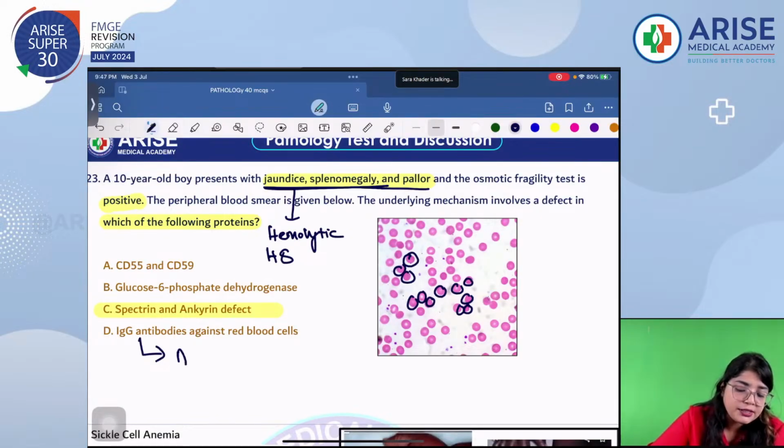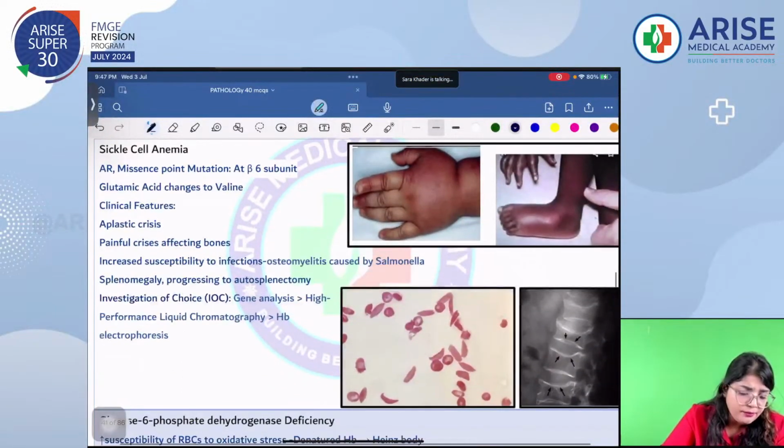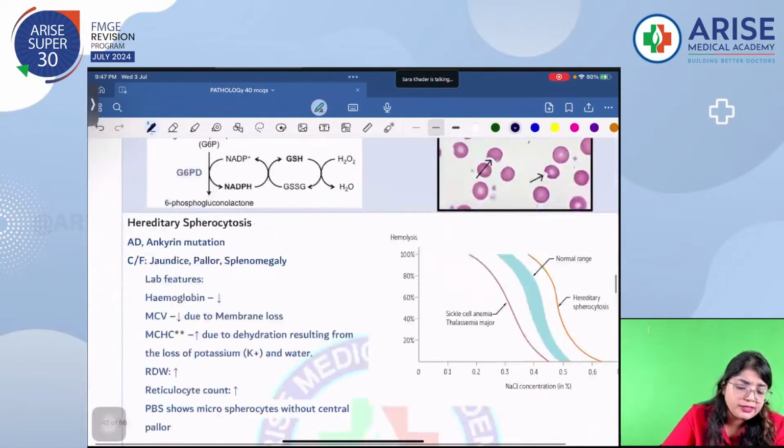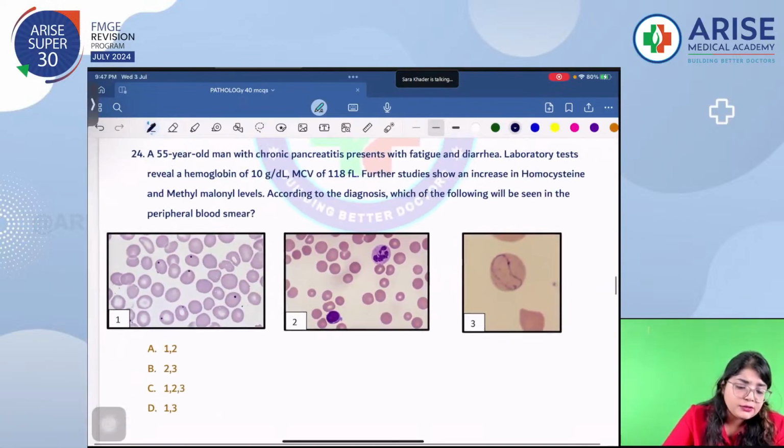IgG antibodies are seen in immune hemolytic anemia. Okay, autoimmune hemolytic anemia. CD55 and CD59 defect is seen in PNH, paroxysmal nocturnal hemoglobinuria. Okay? I hope you're able to recall this. So these are some things that you need to go through before the exam. Look at the next question now.